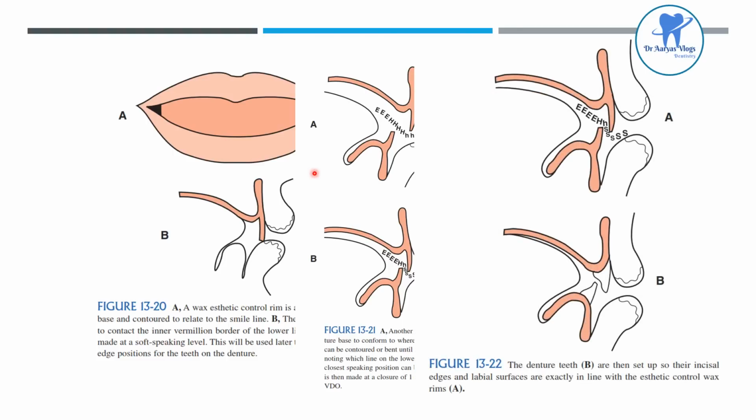And what does this picture represent? The denture teeth are then set up, so their incisal edges and labial surfaces are exactly in line with the wax aesthetic control rims.